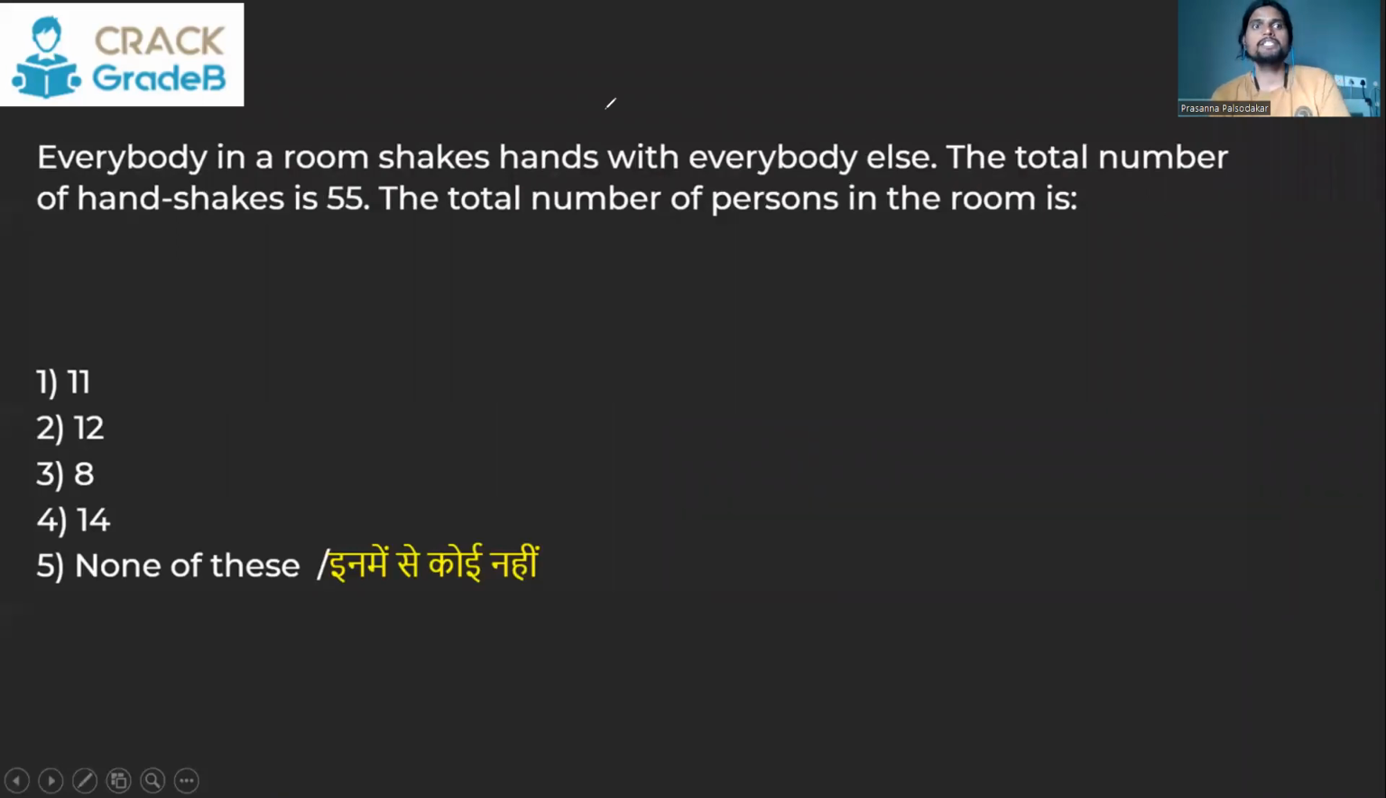Let's see this as the last question. Everybody in a room shakes hands with everybody else. The total number of handshakes is 55. The total number of persons in the room is? So we just saw the formula. If n people are there, there are n into n minus 1 upon 2 handshakes, which is given as 55. So n into n minus 1 is 55 into 2, that is 110.